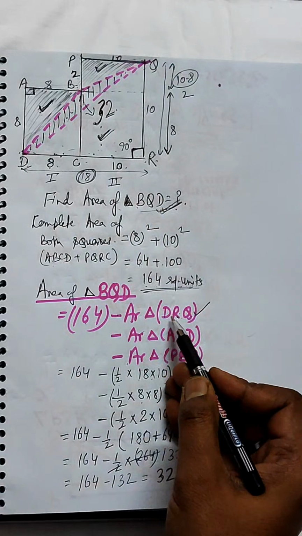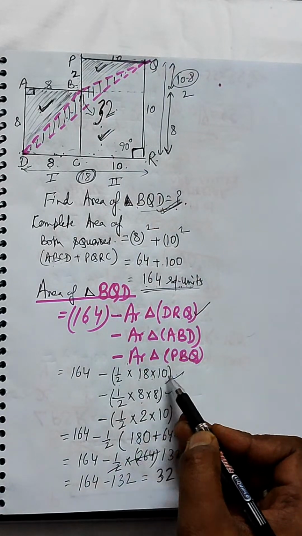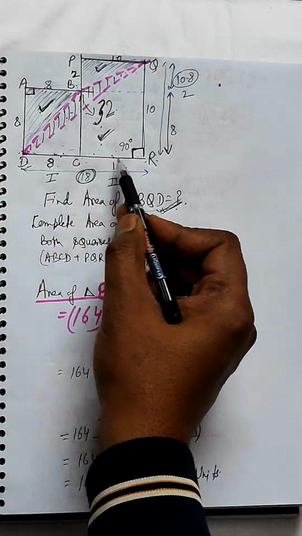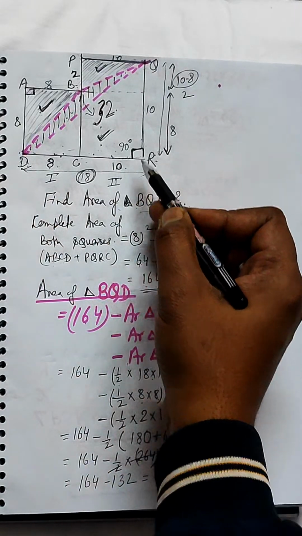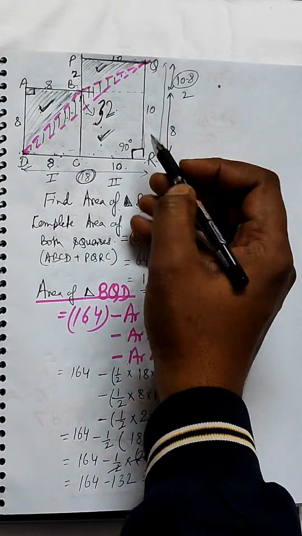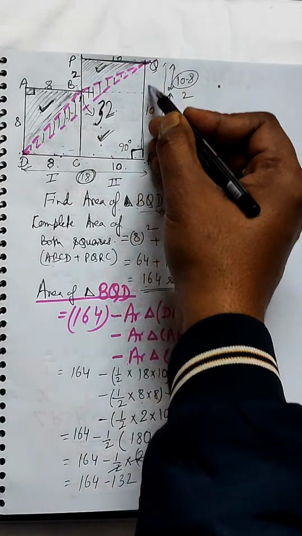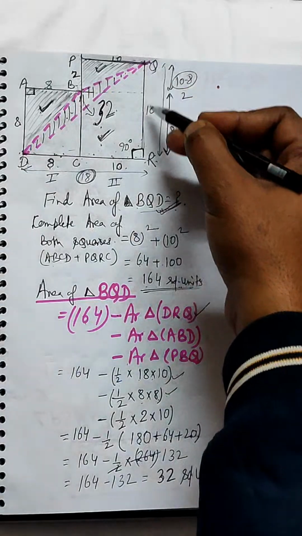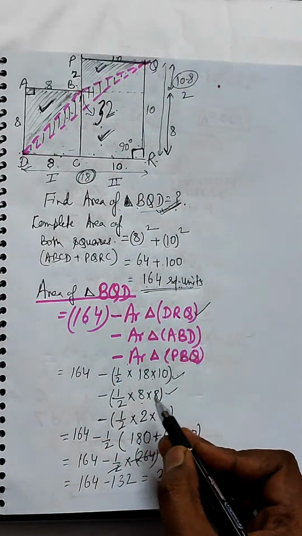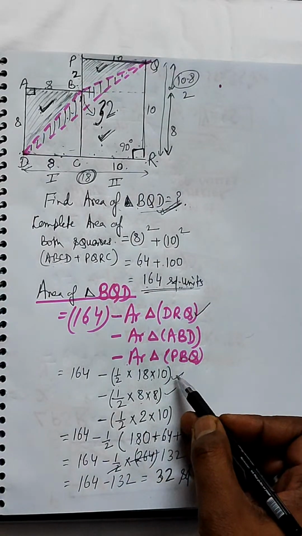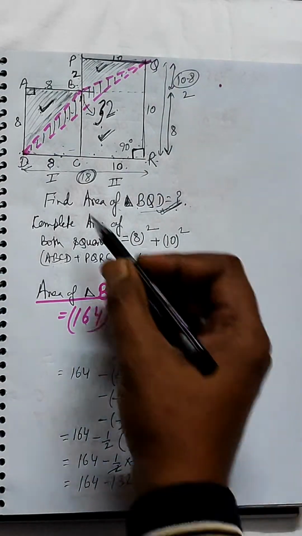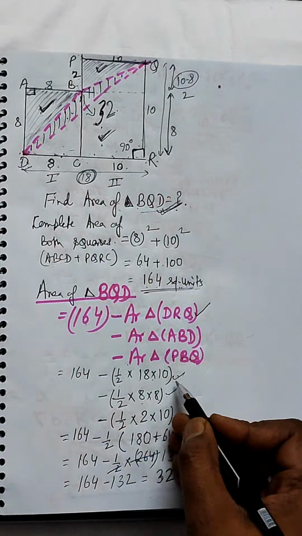We find out the area of DRQ as half into base into height. The base will be 8 plus 10, 18. And you know that adjacent sides of the square are at 90 degrees. So we can say this is the perpendicular one. And QR, you know the length of QR is 10. So half into base into height, simply apply it and you get the area of triangle DRQ, right?